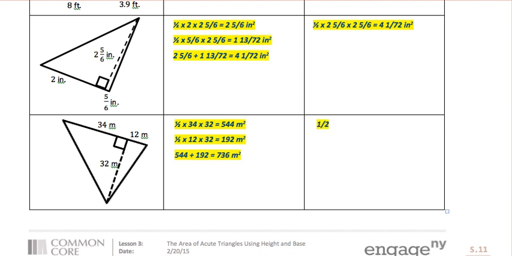And then calculating the area of the whole triangle, we would do 1/2 times these two bases added together, which is 46, times our height, 32. And again, that gives us 736 square meters, which should be ample proof that the formula for area of a triangle works also for acute triangles.